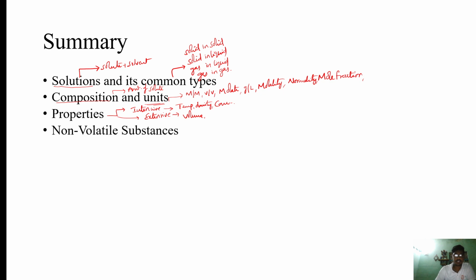And then the next thing we have studied is non-volatile substances. Here we have studied non-electrolytes, and then we have studied electrolytes. Basically it involves dissociation. Whichever compound does not dissociate but is still soluble in the solvent, we call it a non-electrolyte. For example, sugar does not give any ions upon dissolution but still dissolves in the solvent.